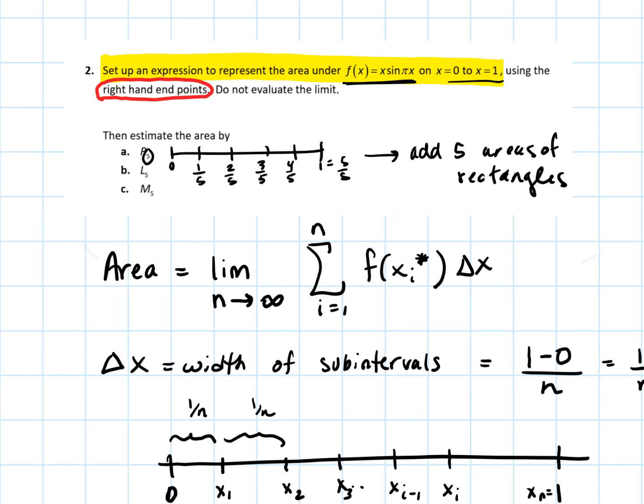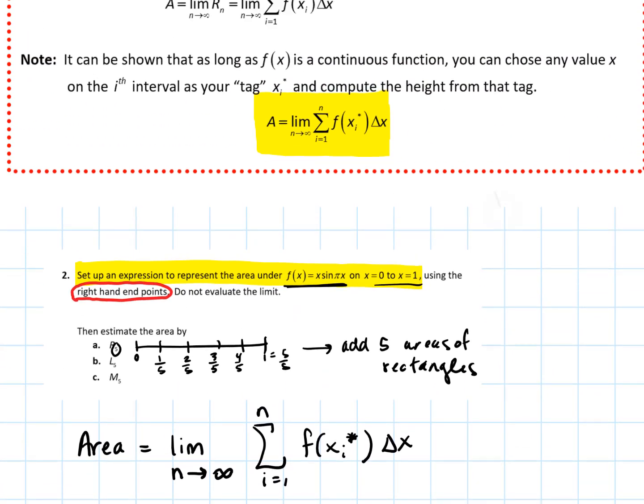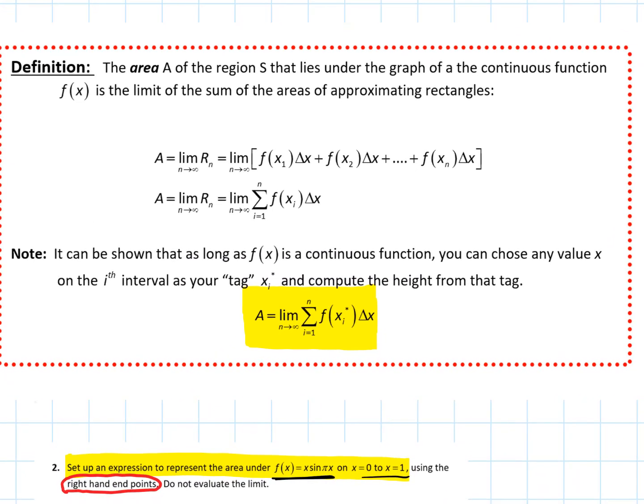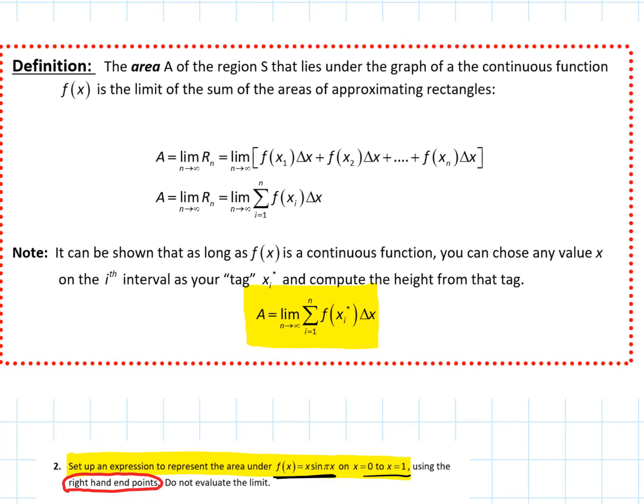Okay, let's go ahead and end by leaving this final definition on the screen, because this is a very important definition for us. So that limit of that sum of areas gives us the area under a curve, the exact value of the area under a curve.